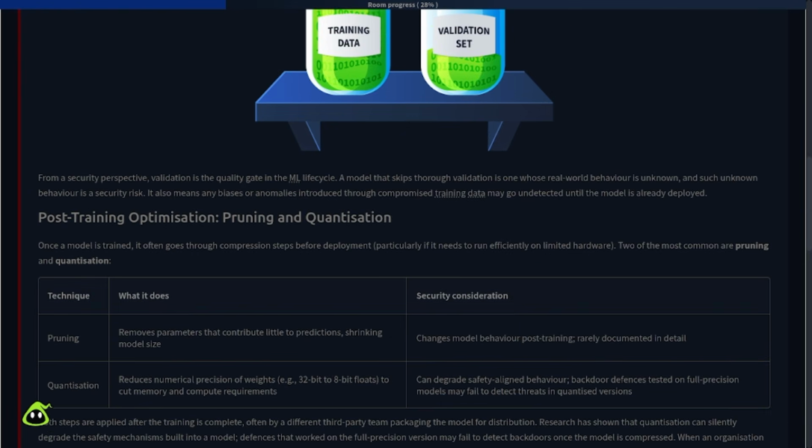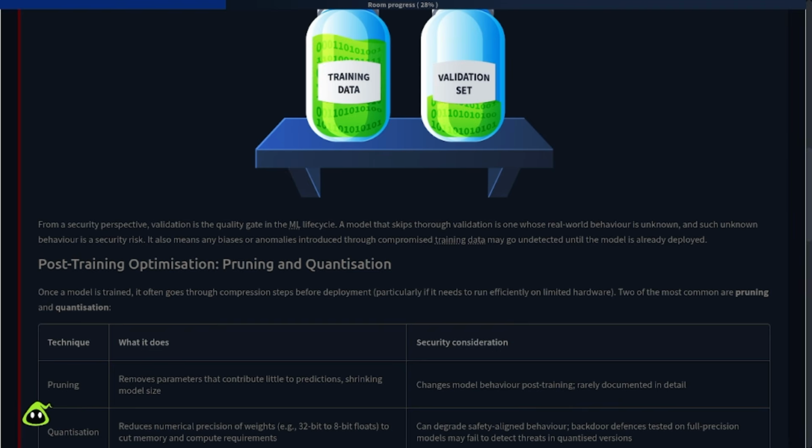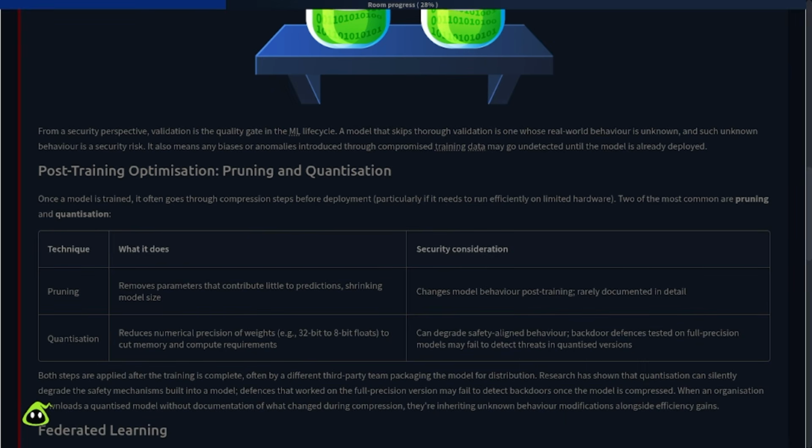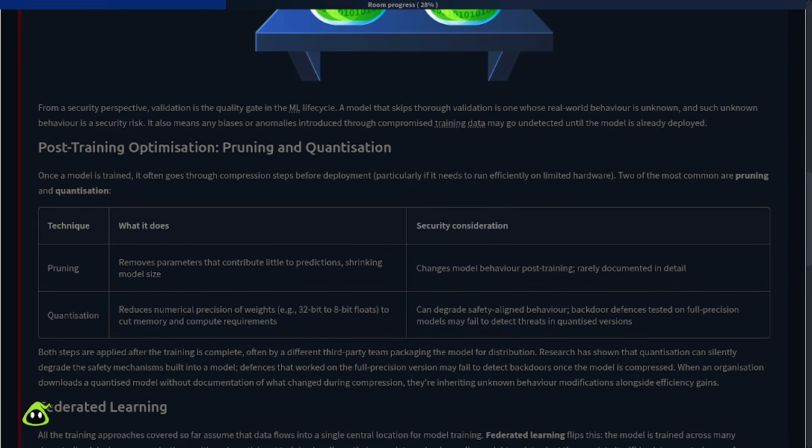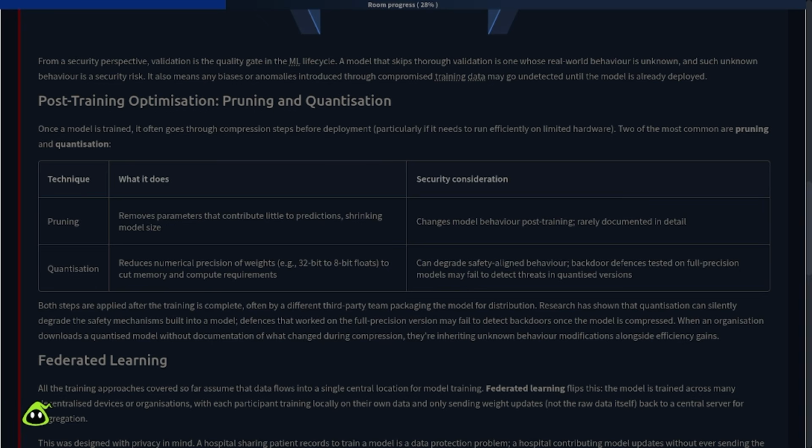So model validation is also important, and from a security perspective, validation is the quality gate in the machine learning lifecycle. A model that skips validation is one whose real world behavior is unknown, and such unknown behavior is generally a security risk. Anyways, it also means any biases or anomalies introduced through compromised training data may go undetected until the model is already deployed. Then we have post-training optimization, which is pruning and quantization.